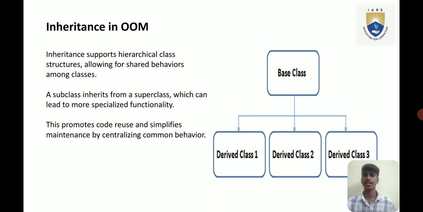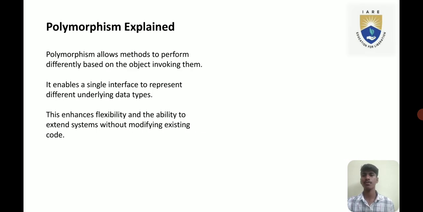Like a base class can be divided into class 1, class 2, and class 3. But the three derived classes have the same attributes of the base class. Then polymorphism. Polymorphism allows methods to perform differently based on the object invoking them. It enables a single interface to represent different underlying data types. This enhances flexibility and the ability to extend systems without modifying existing code.